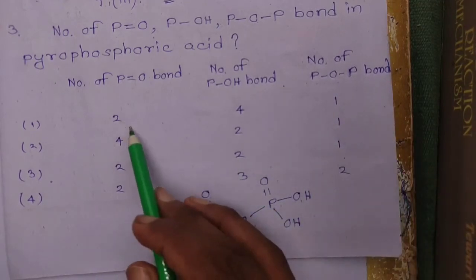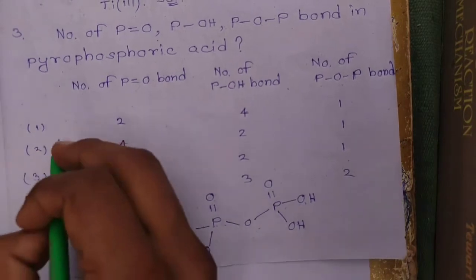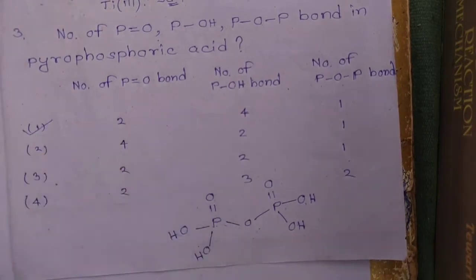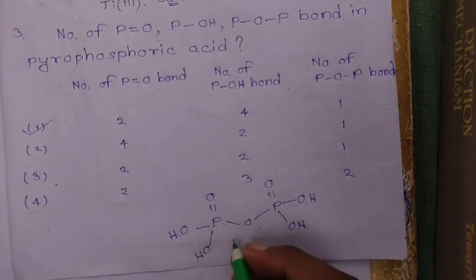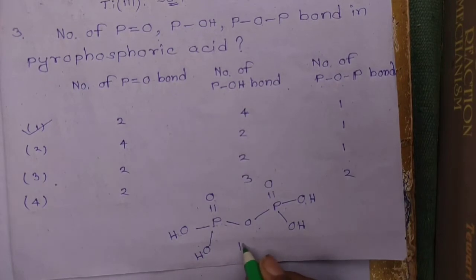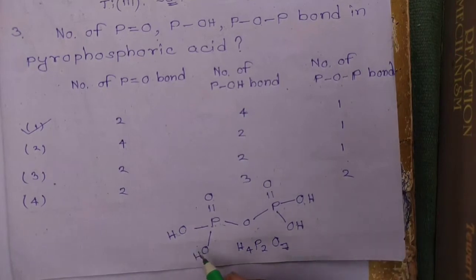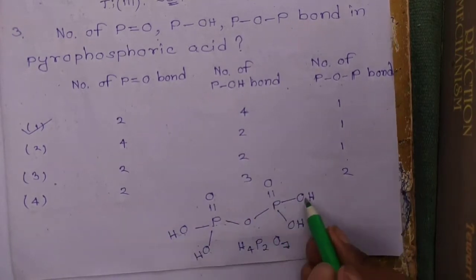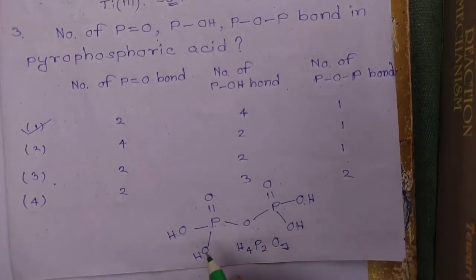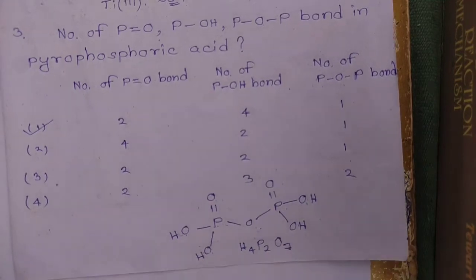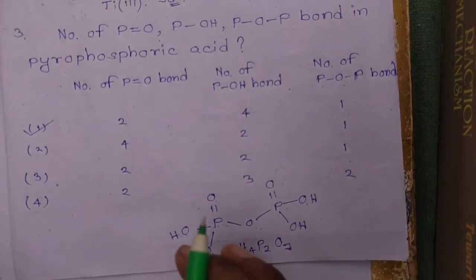So 2, 4, 1. So option 1 is correct. And this is represented in terms of formula as H4P2O7: 1, 2, 3, 4, 5, 6, 7. So H4P2O7 is pyrophosphoric acid. Okay, now we move to the next question.